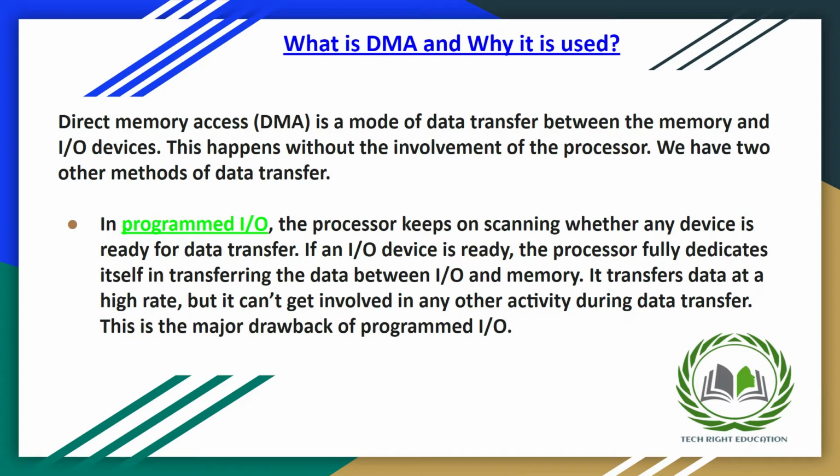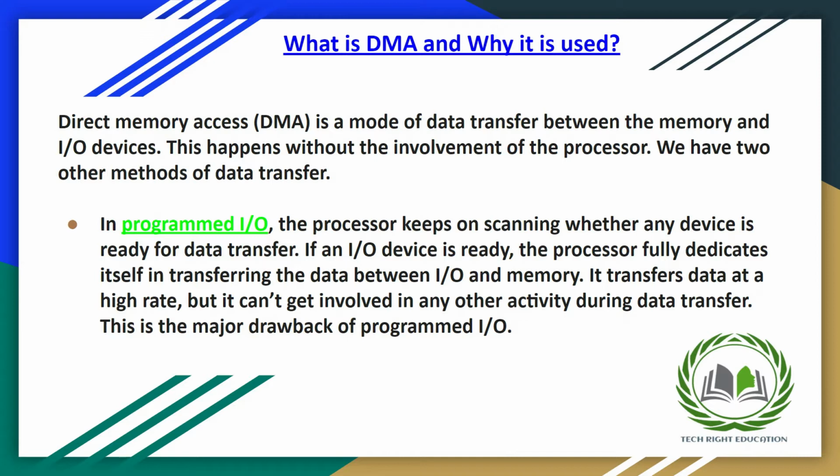In this slide we'll learn about DMA and why it is used. I have already told you that DMA is used for transferring the data between the memory and peripheral devices directly without the involvement of the processor. But we have two more methods of data transfer which were used before DMA. So what are these methods? The first one is programmed input output.